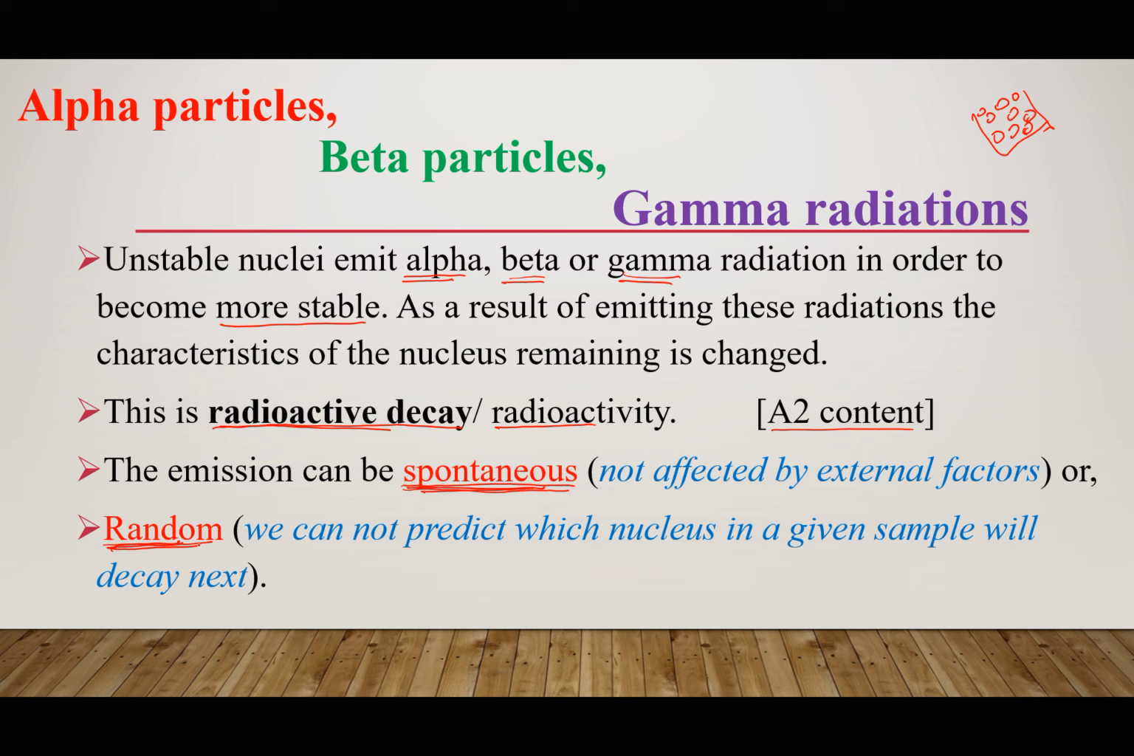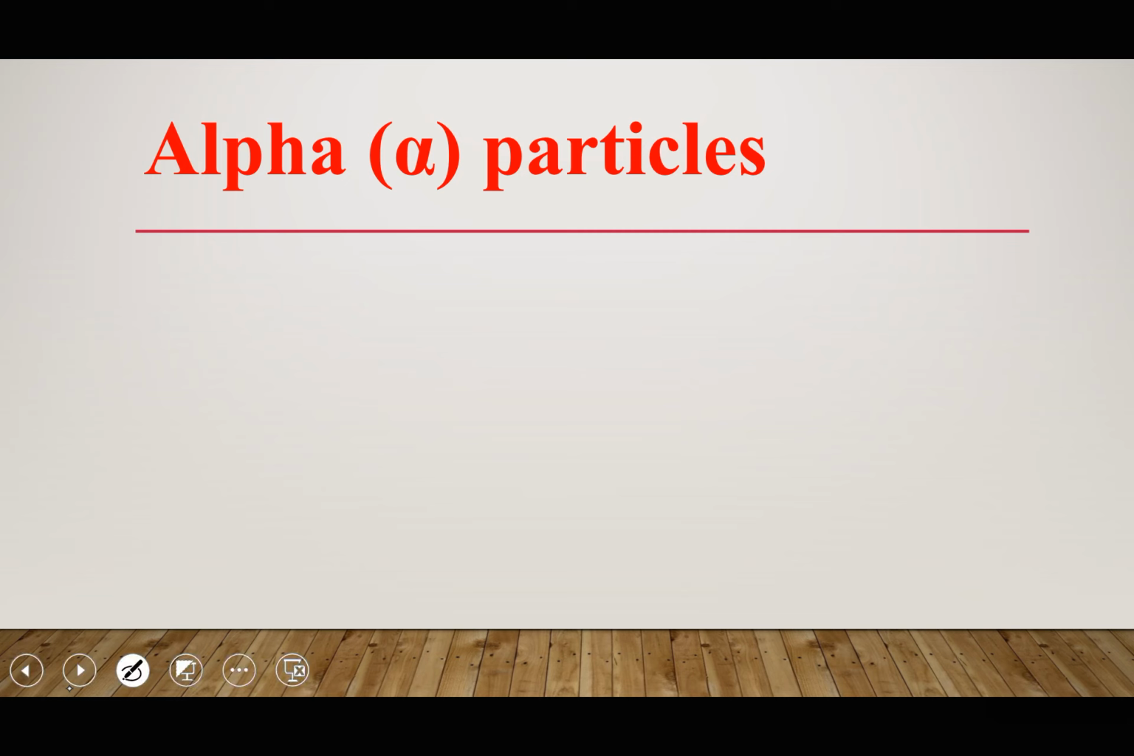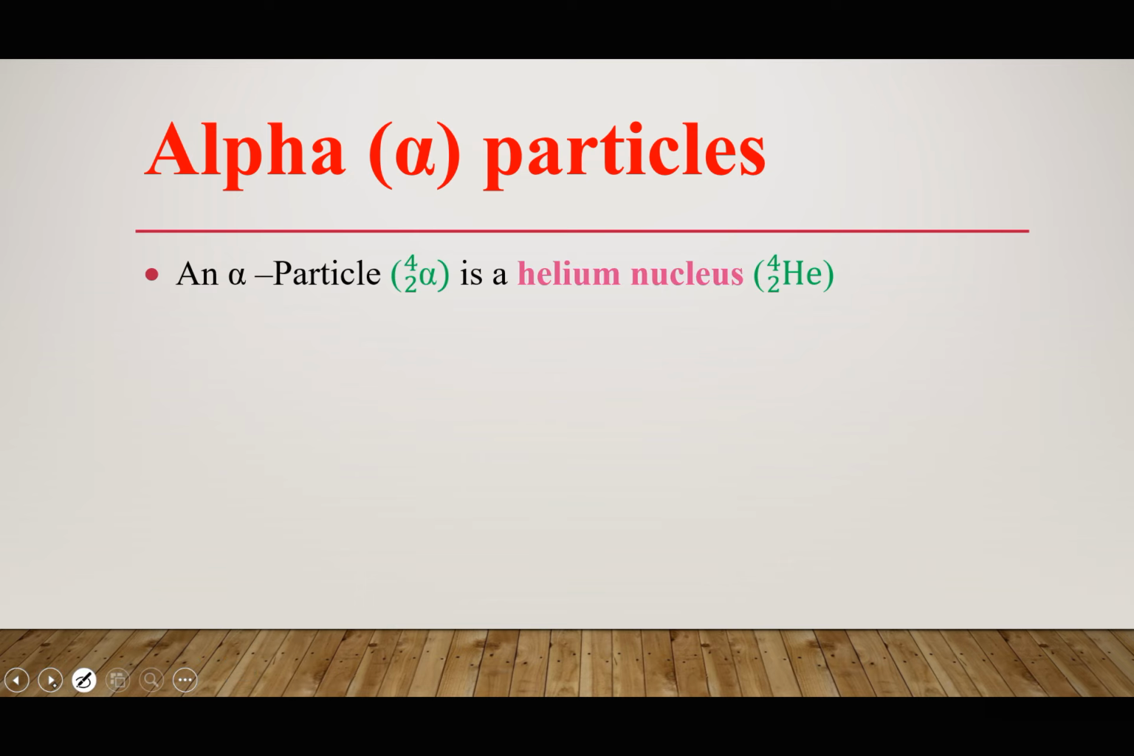Okay, so the gist of this lesson is exploring these three, alpha, beta, and gamma radiations. And let's start with alpha. Let's talk about alpha particles. Of course, I know you mentioned alpha particles in your IGCSE, and I'm very sure you called an alpha particle a helium nucleus. So an alpha particle is actually a helium nucleus. When someone talks about an alpha particle, we can write alpha like that, alpha 4 2. Or we can write it as a helium nucleus, which is He 4 2. It is not He 3 2. But an alpha particle is considered to be a helium nucleus.